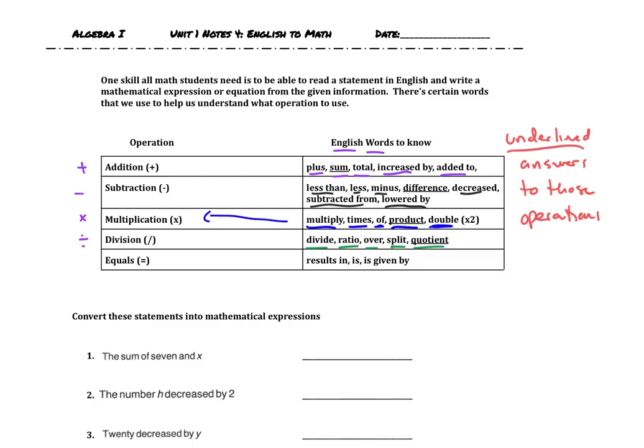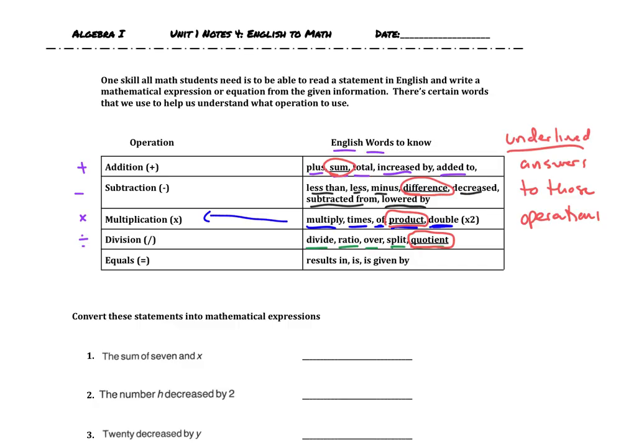So if I'm adding 2 numbers or adding 3 numbers, my total is the sum. If I'm subtracting, my answer is called a difference. If I'm multiplying, my answer is called a product. And if I'm dividing, my answer is called a quotient. So you have sum, difference, product, and quotient. Those are the big ones that tell you what your answers are going to be.